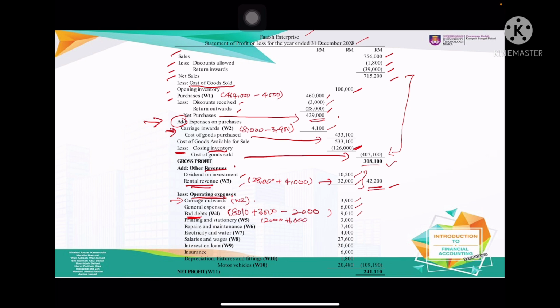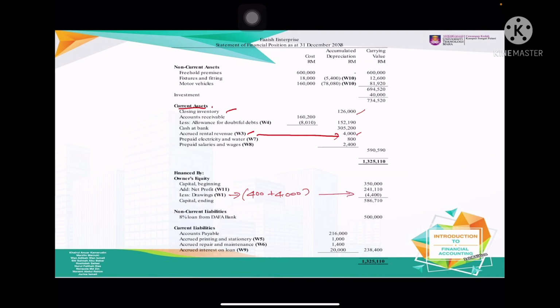Alright, if in your final you don't want to prepare your working, you can just put your working over here, that is also fine. You can see that you can minimize your time. So accrued printing and stationery 1,000.